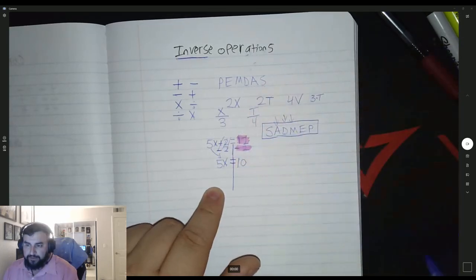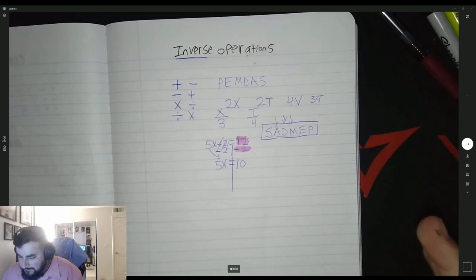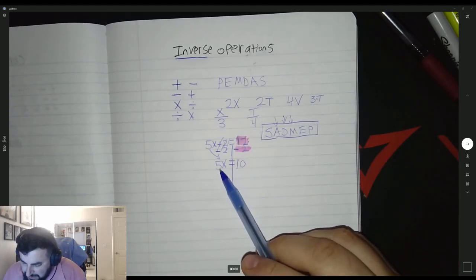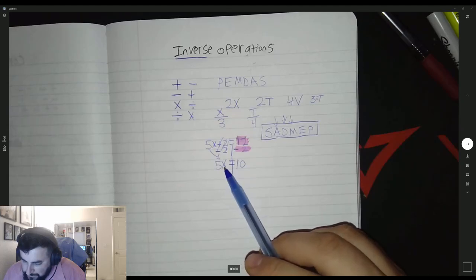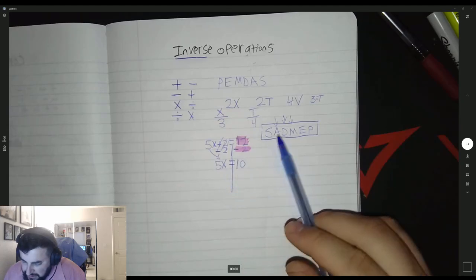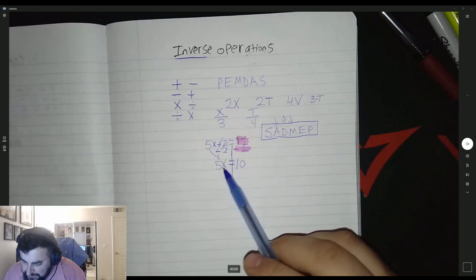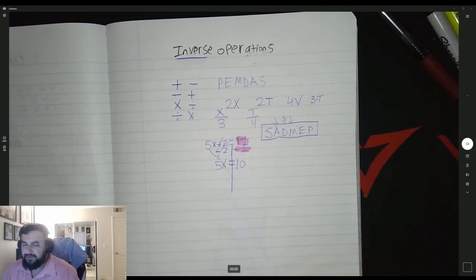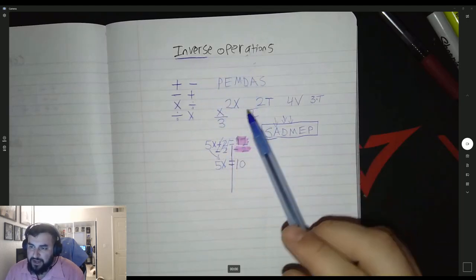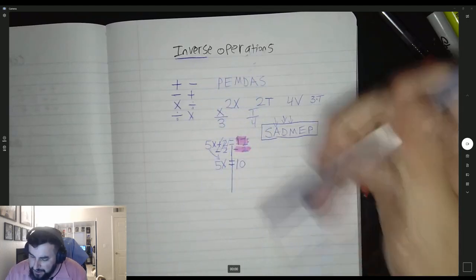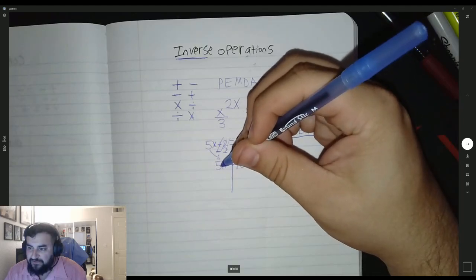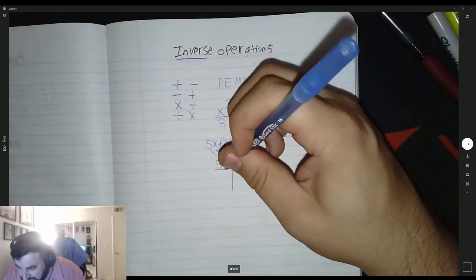Boom. Now we're left with 5x equals 10. Okay, so now I have to think about this. The 5 and x, what are they doing? There's no more subtracting or addition anymore, so I can just focus on this. The 5 and x are multiplying. The inverse operation of multiplying is to divide. So the opposite of multiplying by 5 is to divide by 5.